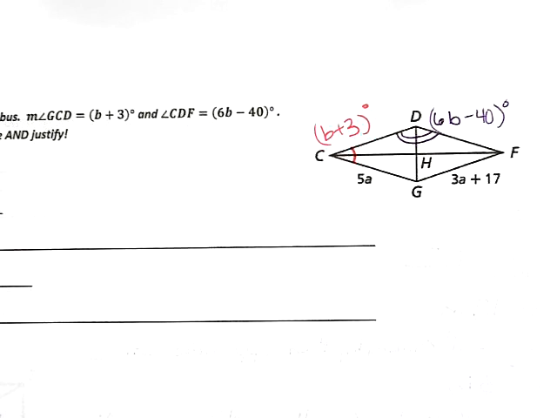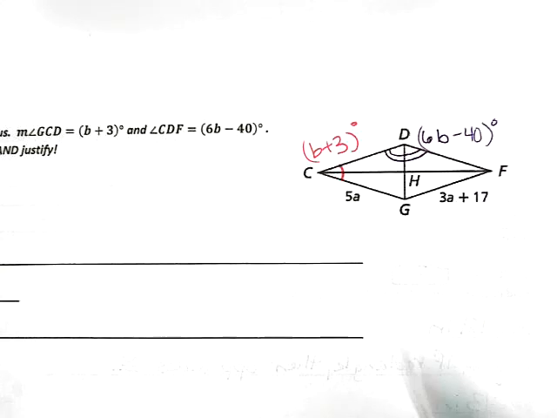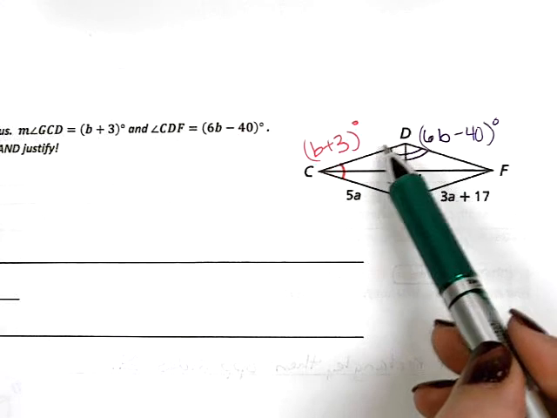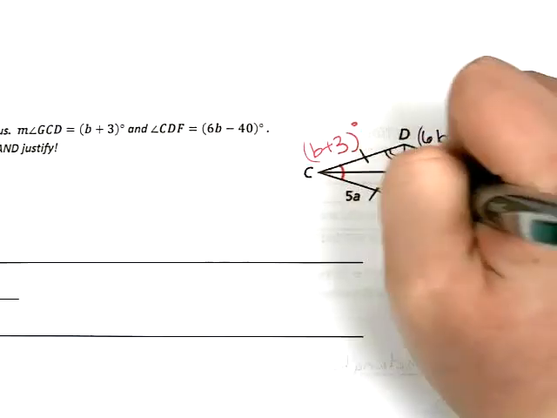So the first thing that this question actually asks me for is the measure of CD. So I have to take a step back away from my angles for a second, and look at those sides, because that's the first thing it's asking, right, for CD. So CD is right here. But this is a rhombus, right? And in a rhombus, all four sides are the same.